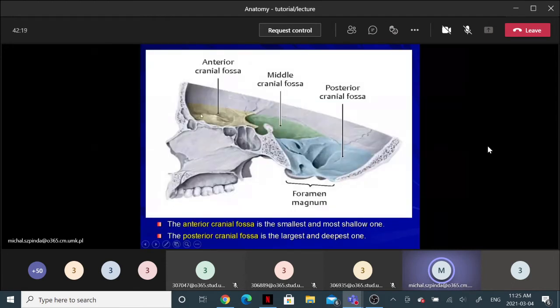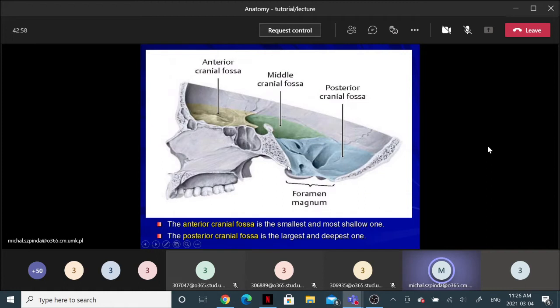As you can see, the anterior cranial fossa is smallest in its surface area and shallowest. The middle cranial fossa is just intermediate in both its size and depth. And the biggest and deepest is the posterior cranial fossa.